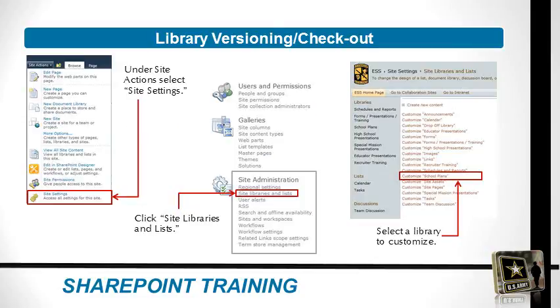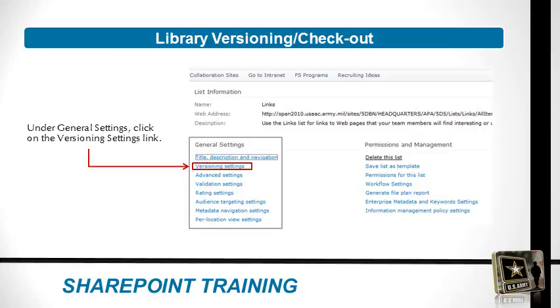Under the Site Actions menu, choose Site Settings. On the next screen, under the Site Administration section, click on Site Libraries and Lists. On the third screen, click on a library to customize it. In this example, we selected the School Plans library. Under General Settings, click on the Versioning Settings link. This link will also let you select the Checkout, Check-in functionality.